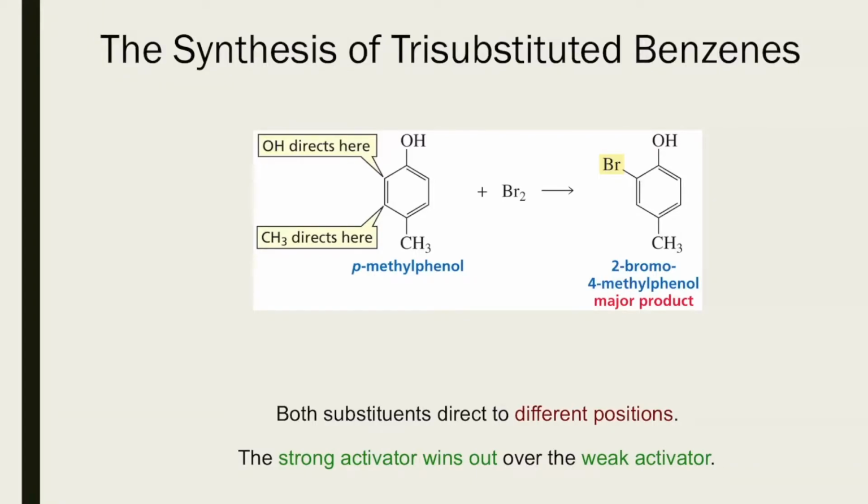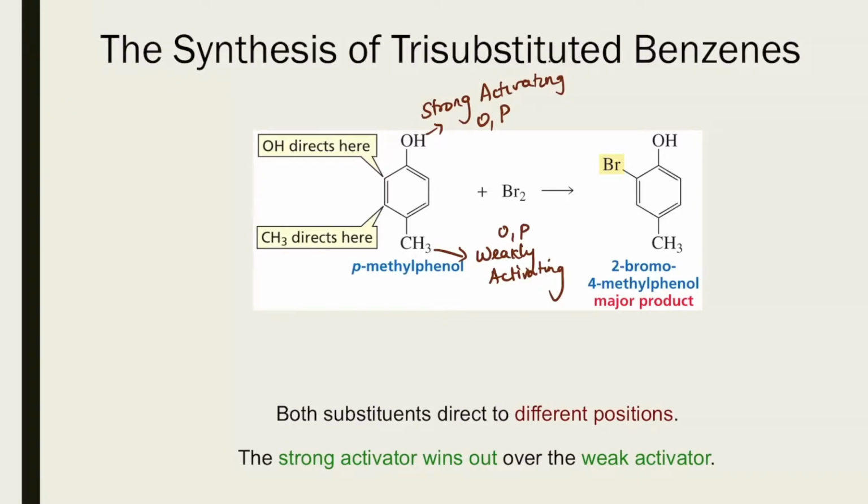Here is another example for the synthesis of tri-substituted benzenes. So here you have an OH and CH3. Now, OH is a strong electron donating group, or strong activating group, whereas CH3 is a weakly activating group. But they both are ortho and para directors. So ortho and para, and ortho and para.